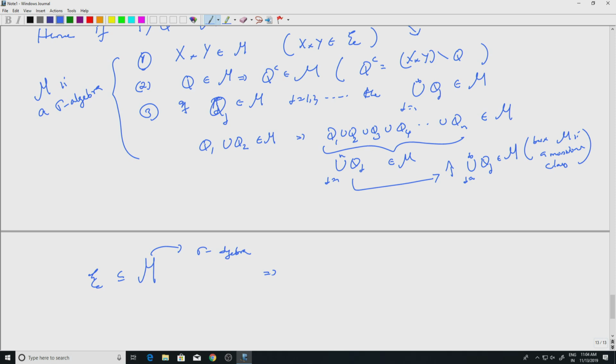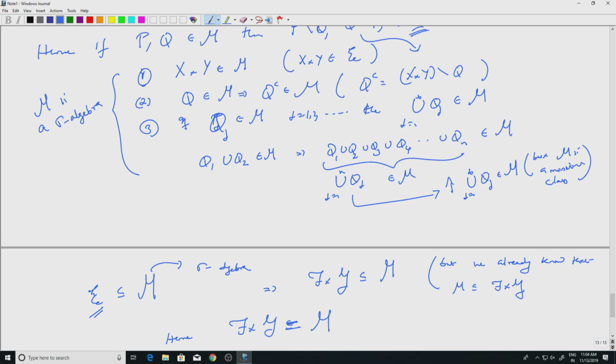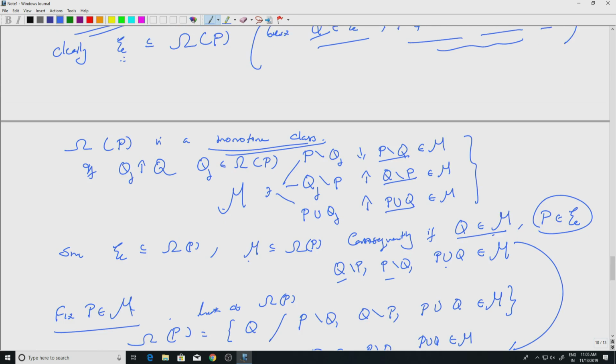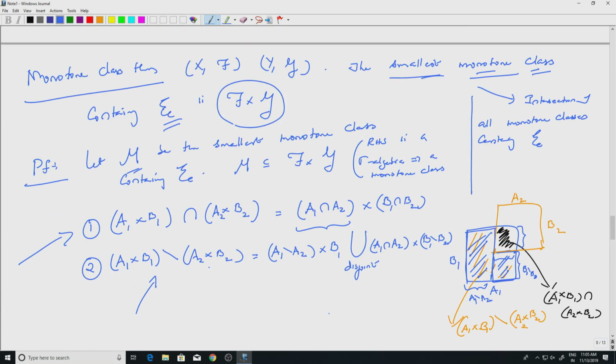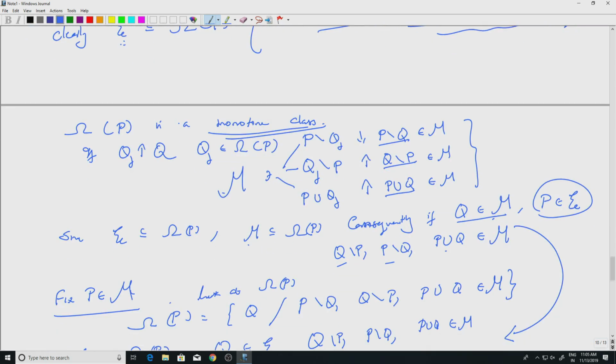So this would imply script F cross script G, which is the smallest sigma algebra generated by script E, also to be contained in M. But we already know, because a sigma algebra is a monotone class, that script M is contained in F cross G. This tells me that hence script F cross script G is equal to script M. So that is the monotone class theorem: the smallest monotone class containing elementary sets is the sigma algebra generated by elementary sets. So this is the theorem.